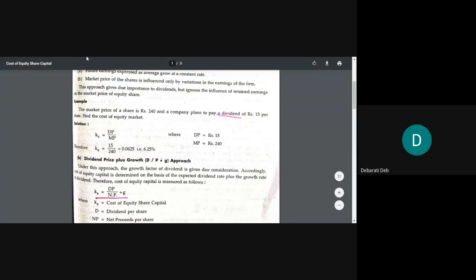Okay, have you written? So KE equals to cost of equity share capital, DP equals to dividend per share, and NP equals to net proceeds per share or current market price per share. Whatever will be given in the question, you will take that. After writing this formula, we will solve this sum and understand how the things will be given and how you will use those given elements in your formula and solve the sum.